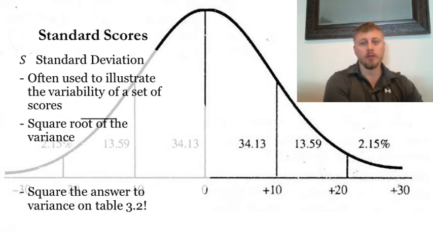How do we get to the S score? The S score is the S squared score square rooted. So now what I want you to do is to go back to where you saw that table, the table of 3.2, and I asked you to find what S squared was. Take the square root of that. Now you have your standard deviation.